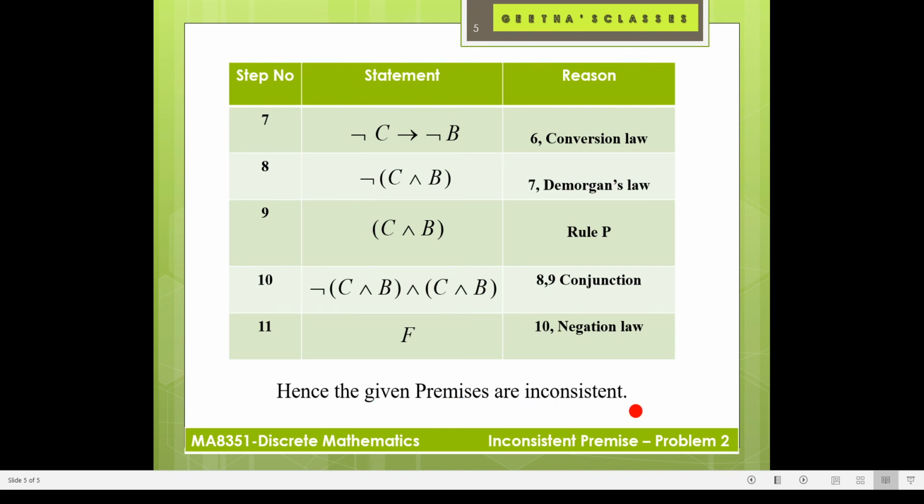Are you able to follow? The only thing is you have to remember all the rules for this problem. If you remember these rules, you will be able to write the reasons.